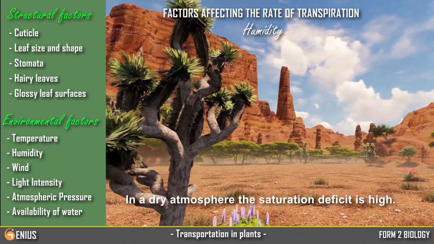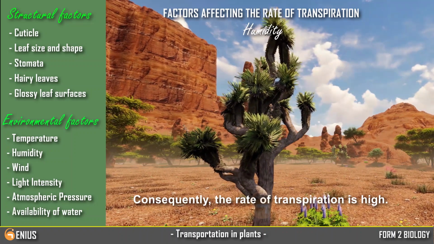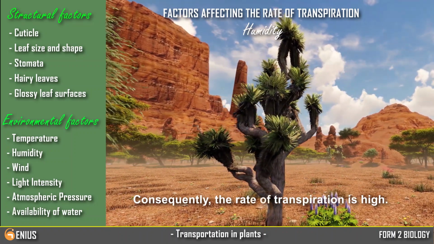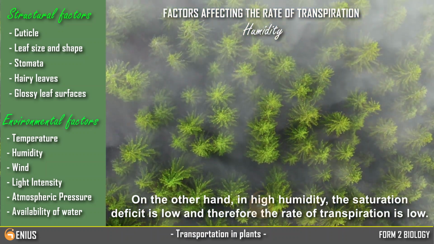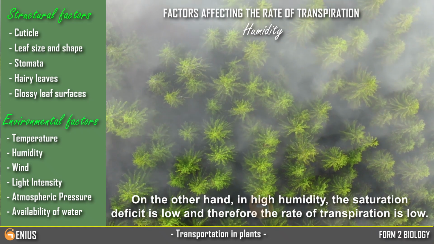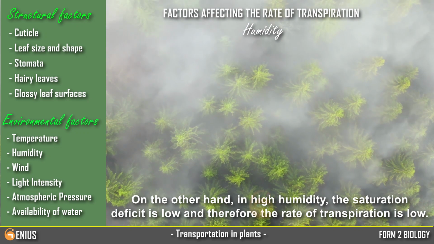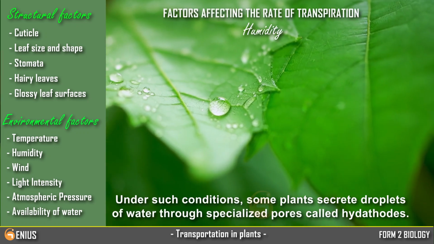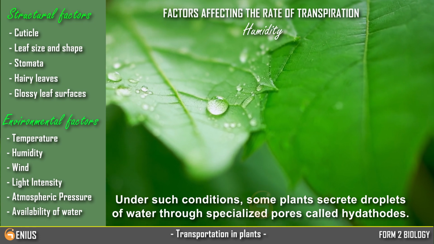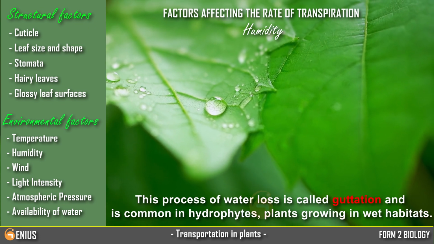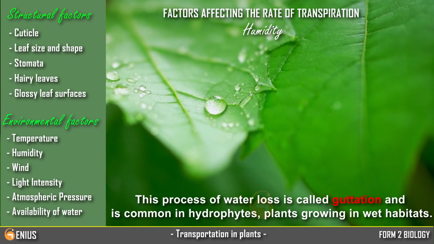In a dry atmosphere, the saturation deficit is high. Consequently, the rate of transpiration is high. On the other hand, in high humidity, the saturation deficit is low and therefore the rate of transpiration is low. Under such conditions, some plants secrete droplets of water through specialized pores called hydathodes. This process of water loss is called guttation and is common in hydrophytes, plants growing in wet habitats.